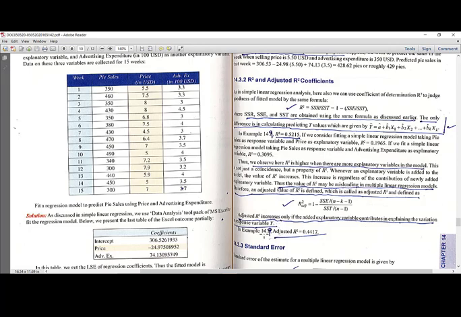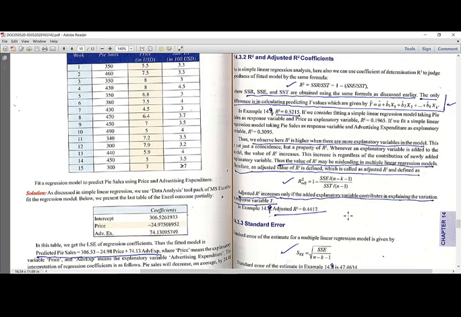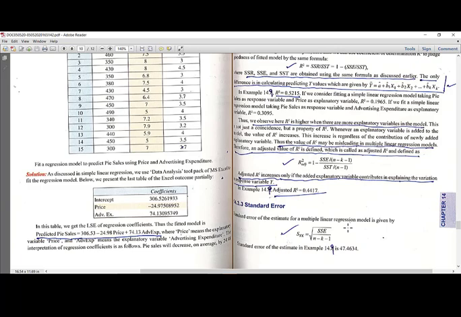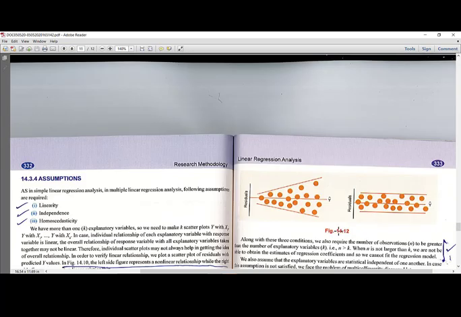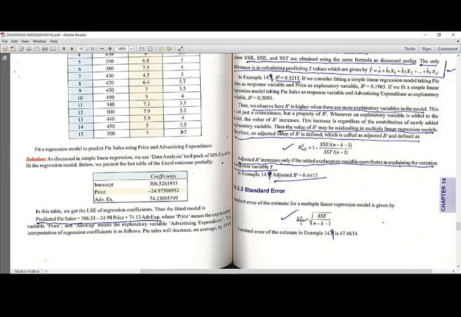In this example of pie sales as a function of price and advertising expenditure, the R square value is 0.5215, but the adjusted R square is 0.4417. Now coming to the calculation of the standard error of the estimate, that is S_YX equals the square root of SSE by n minus k minus 1. If we calculate that, we will get 47.4634.